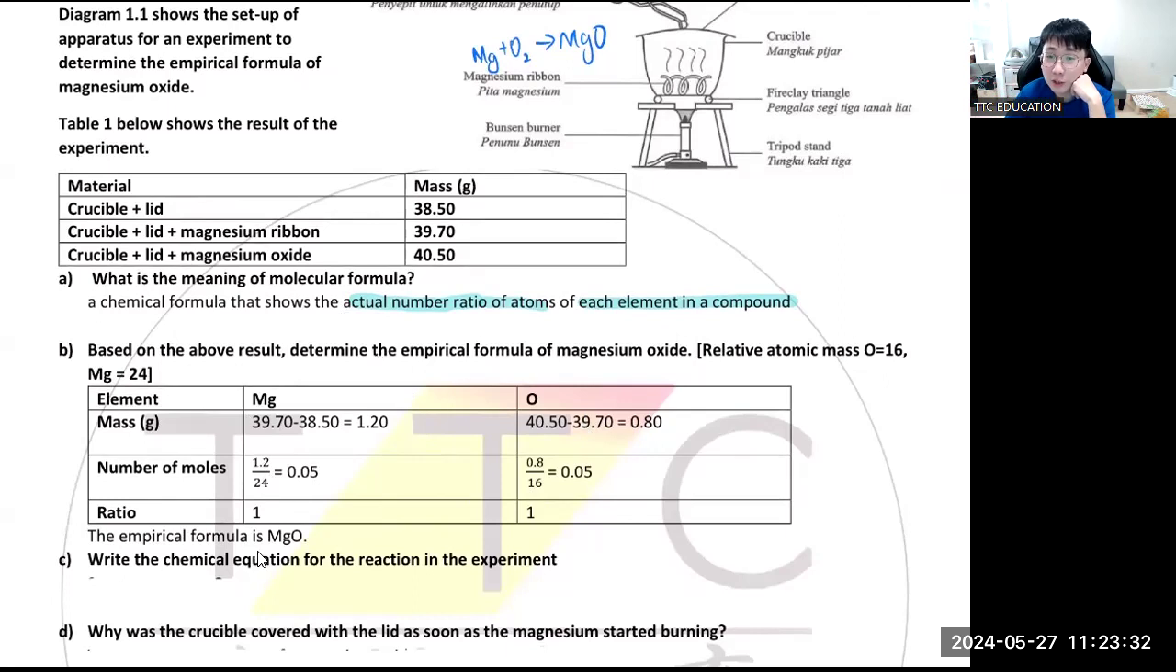And write the chemical equation. I gave you the answer on the top. So you can get your Mg plus O2 become MgO and then balance the equation.